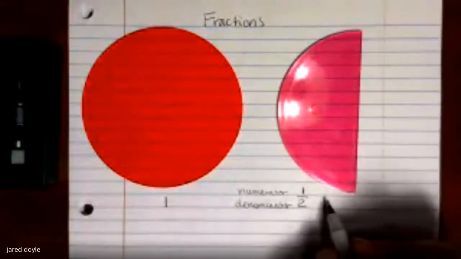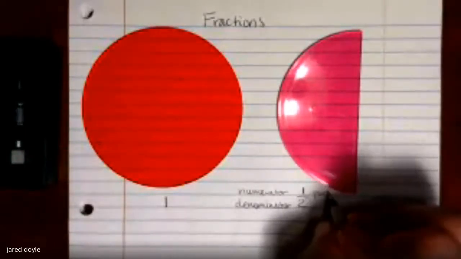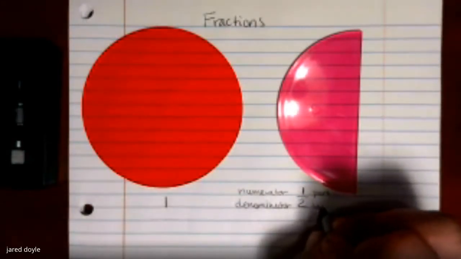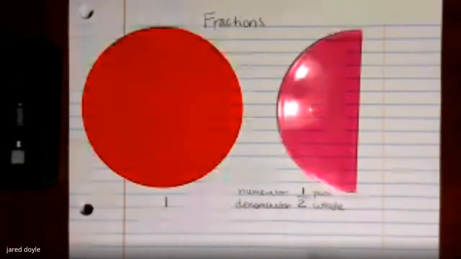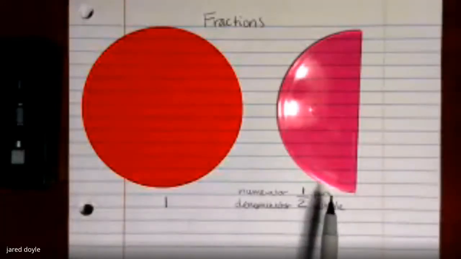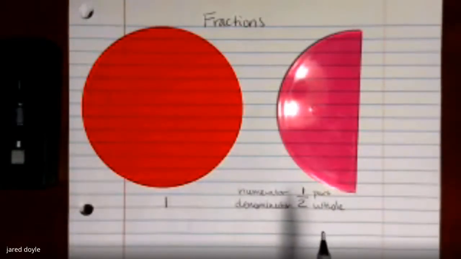The top number represents how many parts of the circle you have. Right, we have one part of that circle. And the bottom number, the denominator, tells you how many pieces you need to make the whole circle. So this would represent the whole object if you had all of those pieces. So we have cut it into two pieces, and we have one of those. So this is one part of the two, right, or half of the circle.